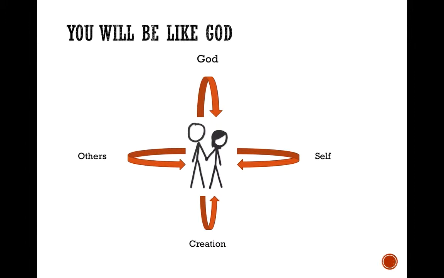What happens when they eat of the tree of the knowledge of good and evil and their eyes are opened is that these outward movements get turned inward.